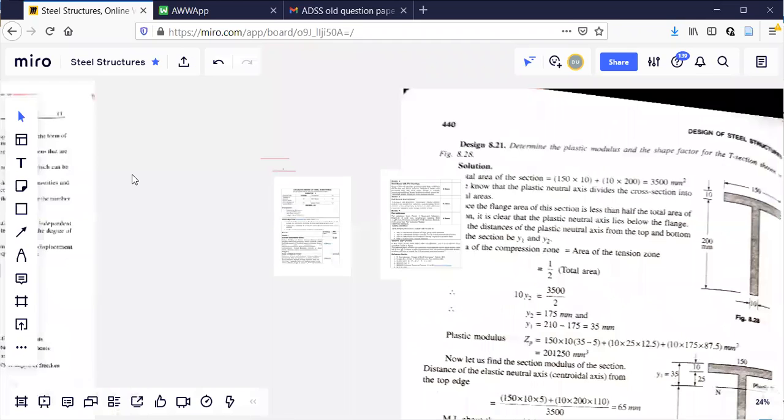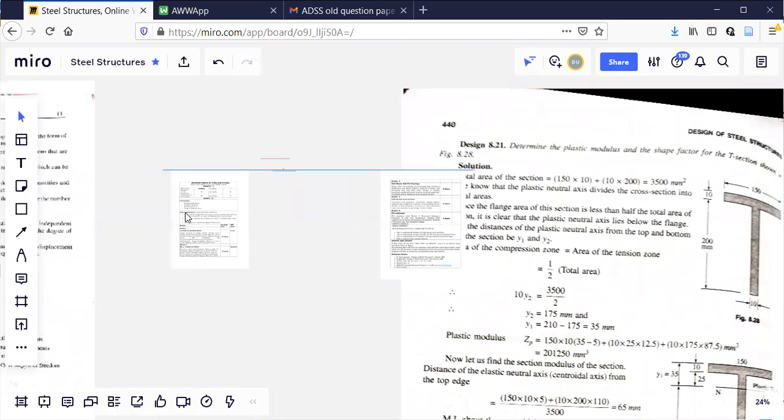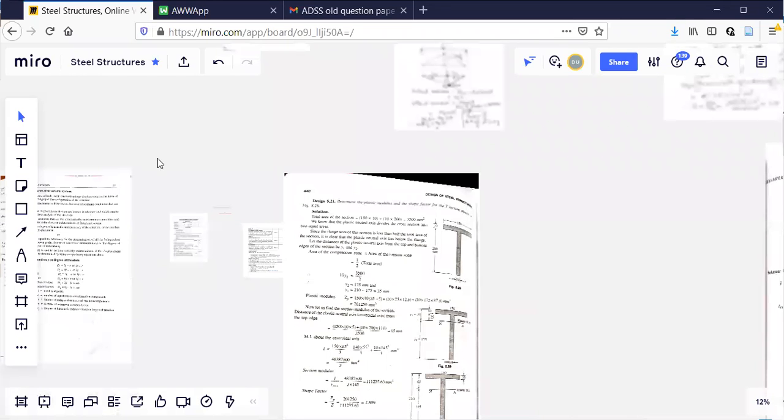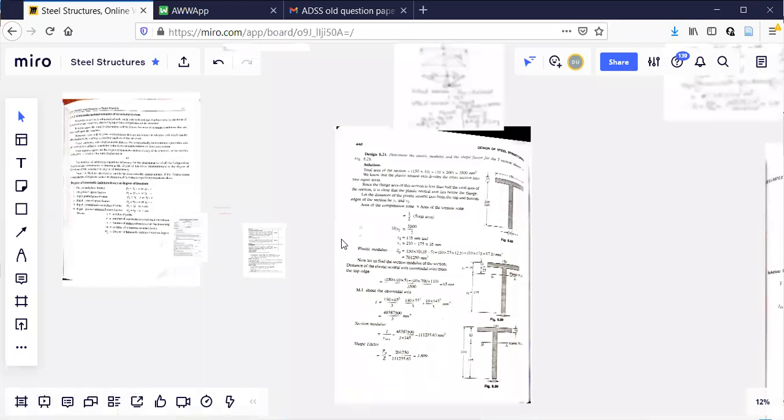If there is any audio problem or anything, you can directly call me. You can directly call me and inform that some audio failure is there or some problem is there. Directly you can call me.